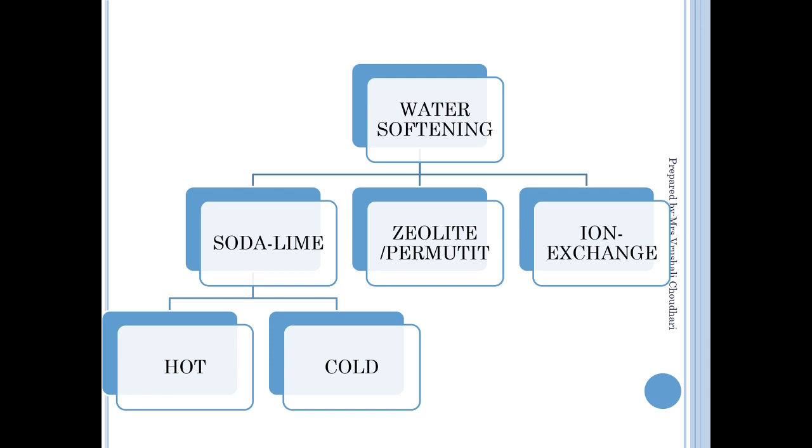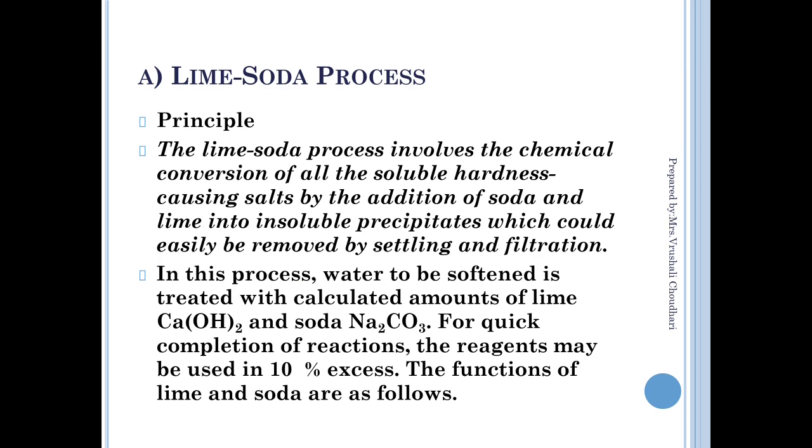Out of these three, soda lime is commonly used. It is a cheap process to remove the hardness-causing salts. The soda lime process can be carried out in two different ways: a hot soda lime process and a cold soda lime process. Zeolite and ion exchange are more precise methods to remove hardness-causing salts.